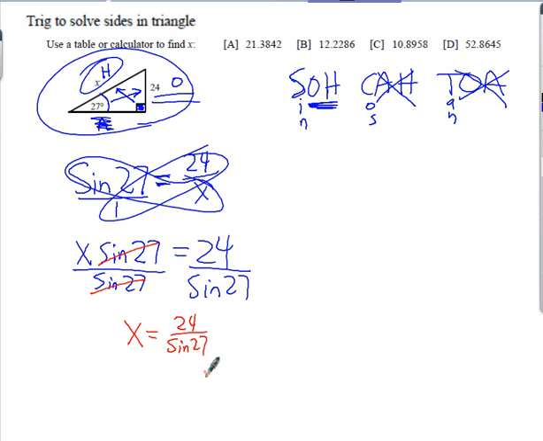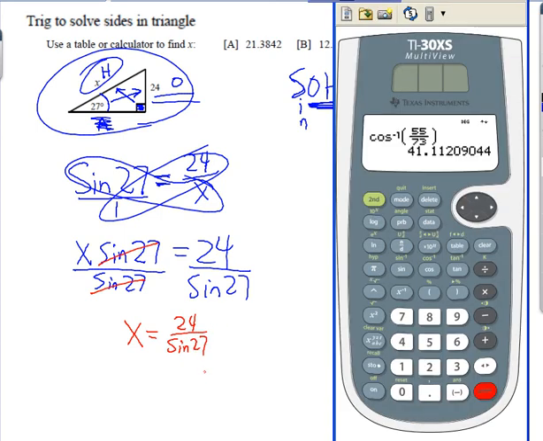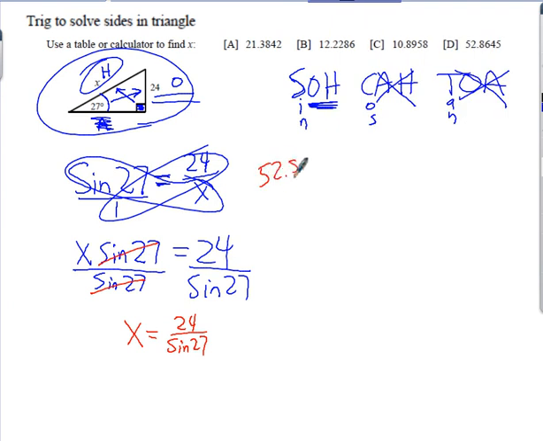And that's what I'm going to do with the calculator. It looks kind of strange. I'm going to clear it, and I'm going to put 24 in that fraction template and put in sine 27, exactly the way it said. Get out of that fraction, hit enter. I get 52.86, or 52.9, I guess you'd call that. 52.864, yep, they got it all the way out there.